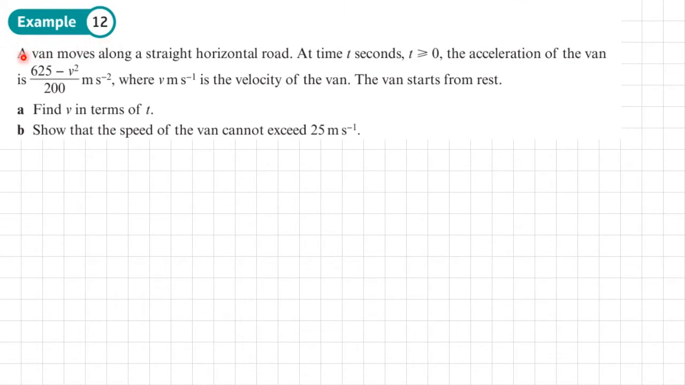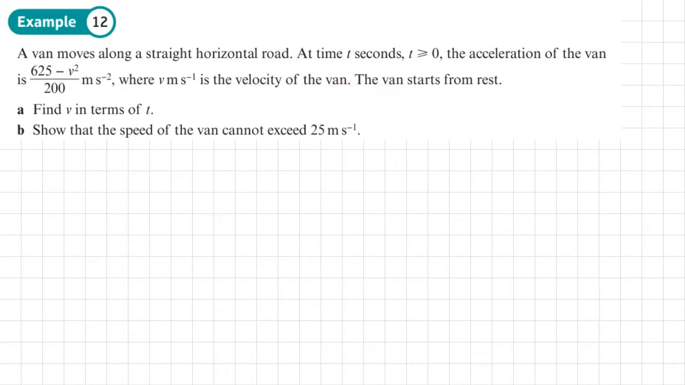Example 12. A van moves along a straight horizontal road. At time t seconds, where t is greater than or equal to 0, the acceleration of the van is (625 minus v squared) all over 200 meters per second squared, where v meters per second is the velocity of the van. The van starts from rest.